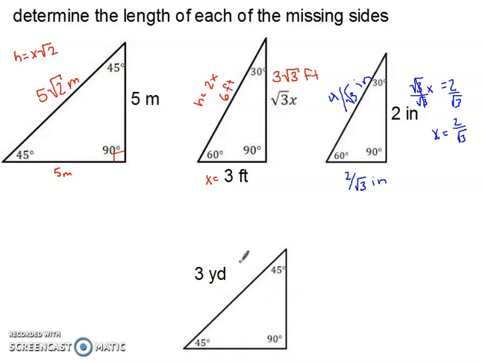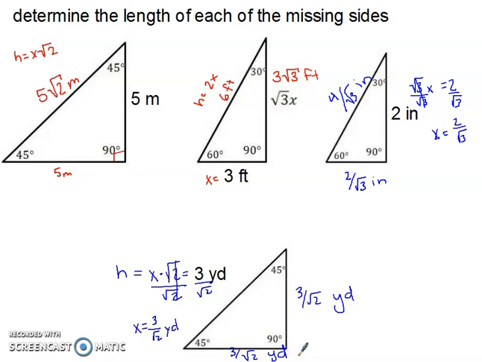In my last 45-45-90 degree triangle, I am given the hypotenuse, and I know that in a 45-45-90 triangle, the hypotenuse is equal to x times the square root of 2, so that's going to be equal to my 3 yards. To solve for x, I just divide by the square root of 2, and I have x being 3 over the square root of 2 yards. So I know that each of my legs is going to be 3 over the square root of 2 yards. And again, we could rationalize, but I'm not going to take the time to do that. We'll just leave it in the form that it's in.